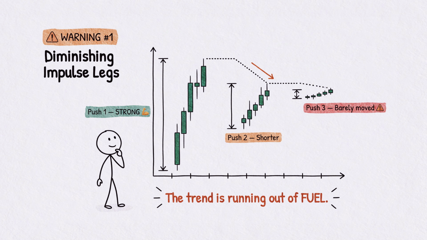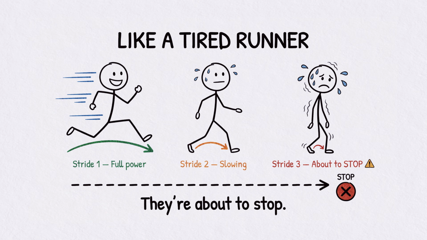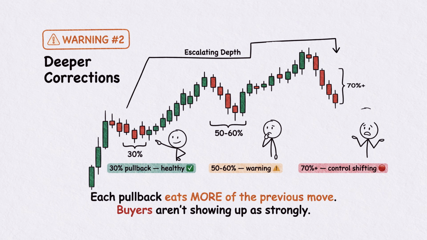Warning sign 1, diminishing impulse legs. Compare 3 consecutive pushes in the trend direction. If the first push was a long, powerful candle, the second was shorter, and the third barely moved, the trend is running out of fuel. Like a runner whose strides are getting shorter and shorter. They're about to stop. Warning sign 2, deeper corrections.